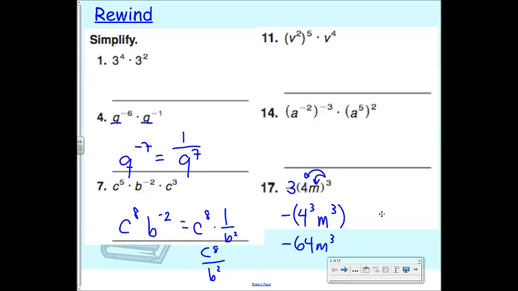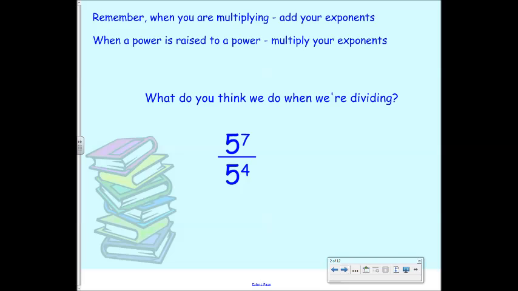Okay, so we talked about multiplying and then powers to powers, and today we're going to talk about dividing. So what do you think we do when we're dividing with exponents? Subtract. Why? You're right, we do subtract them. As a shortcut, we subtract them. Why do you think that works, though? Because when you're multiplying, you're adding. Okay, when you're multiplying, you're adding, so it's probably the opposite.